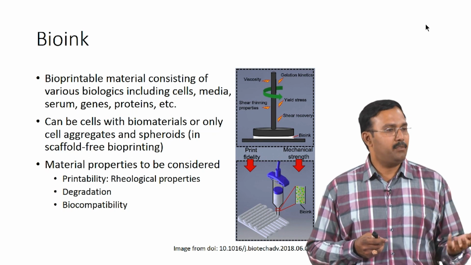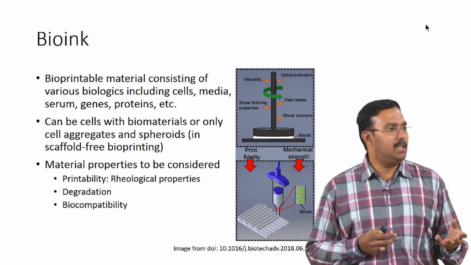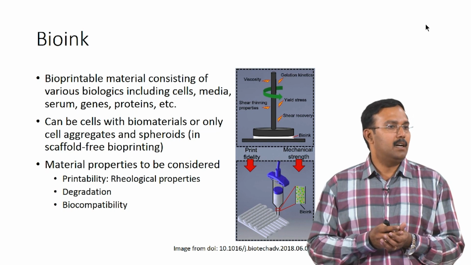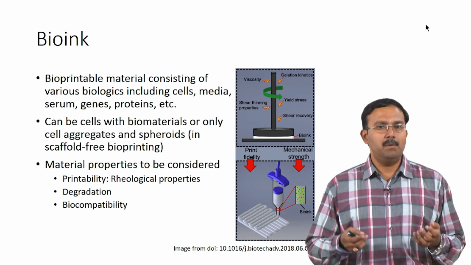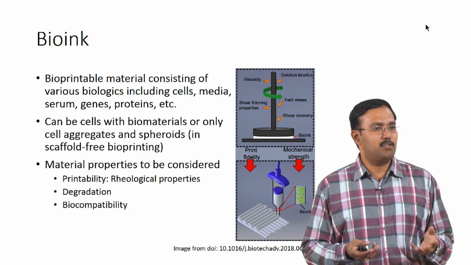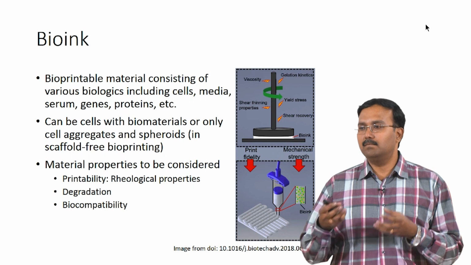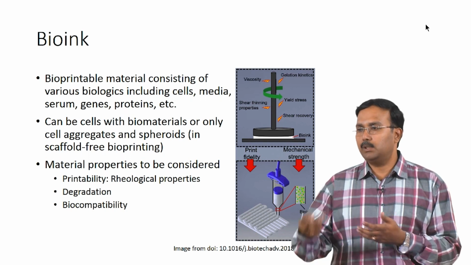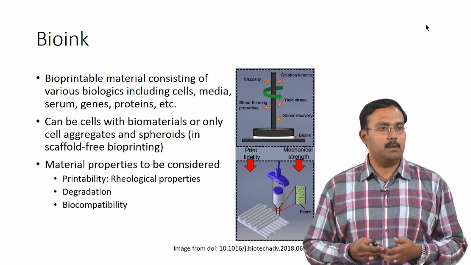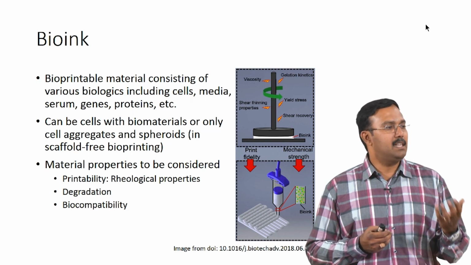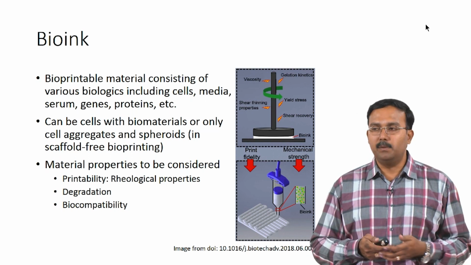So, you have scaffold free bioprinting where people have tried to use only cells which are suspended to be printed, but the problem with that is usually the mechanical strength is not very good. So, you would not be able to get a strong tissue which you can use for replacement. However, you would have very high cell density. So, it is a trade off between the two.